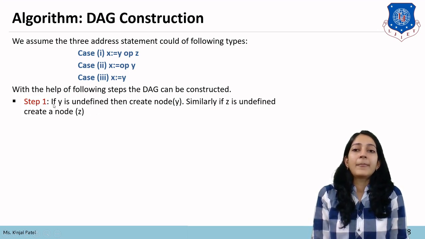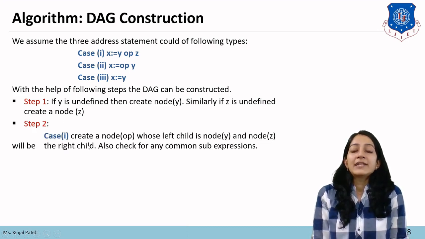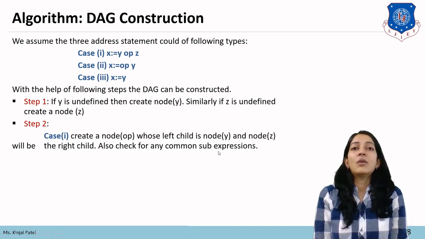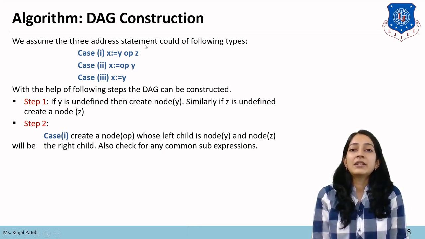Step 1, if y is undefined then create node y. Similarly, if z is undefined then create node z. Step 2, case 1 creates a node operator whose left child is node y and right child is node z. Also check for any common sub expression. If there is a common sub expression in the 3 address code, then we will not form a new node for that in the DAG.